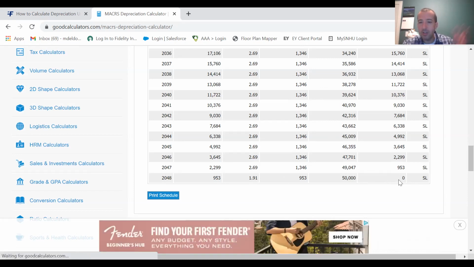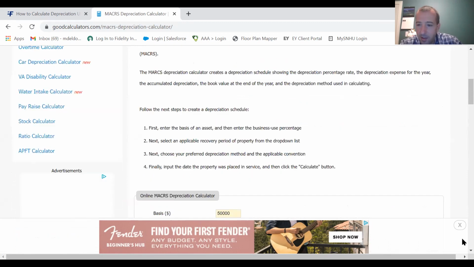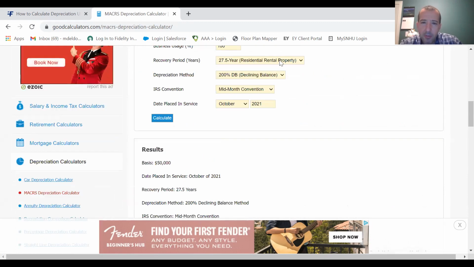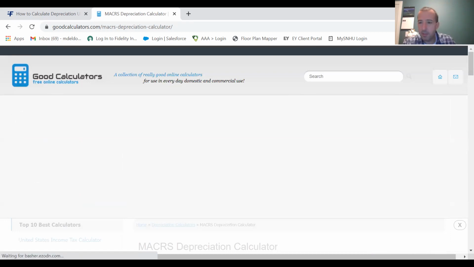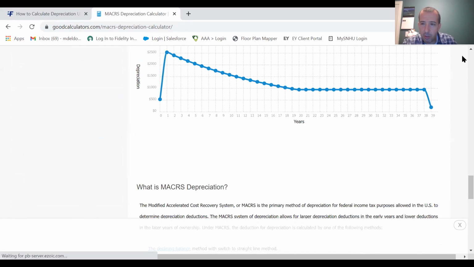Adjusted cost basis is simply the cost minus the accumulated depreciation. So every year that we depreciate, our cumulative depreciation increases. If we go to the non-residential property, so for commercial buildings, you'll see that we have the same calculation, but we're just going to do it over a longer period of time.